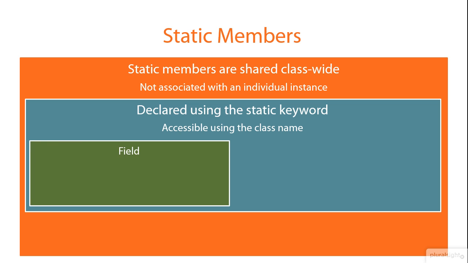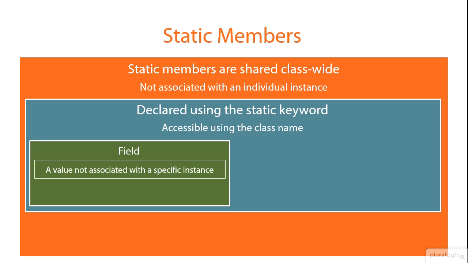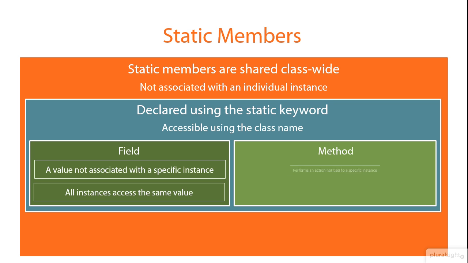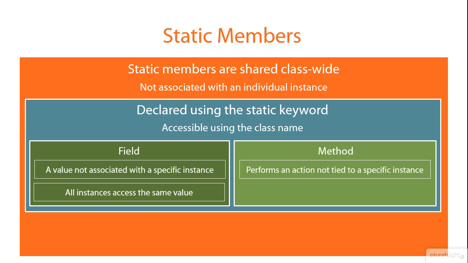A static field is a field whose value is not associated with any specific instance. It's class-wide. That means each instance of the class will access the same value for that field. A static method is usually a case where you have a method that wants to do some work that's not specific to any individual instance. Static methods can only access static fields. They can't access instance fields because, again, they're not associated with any individual instance.